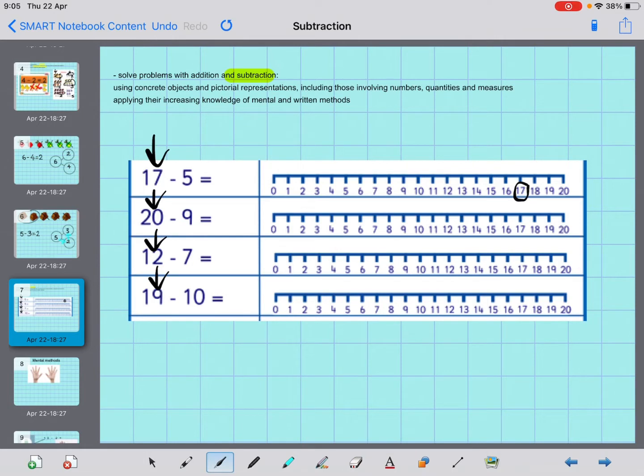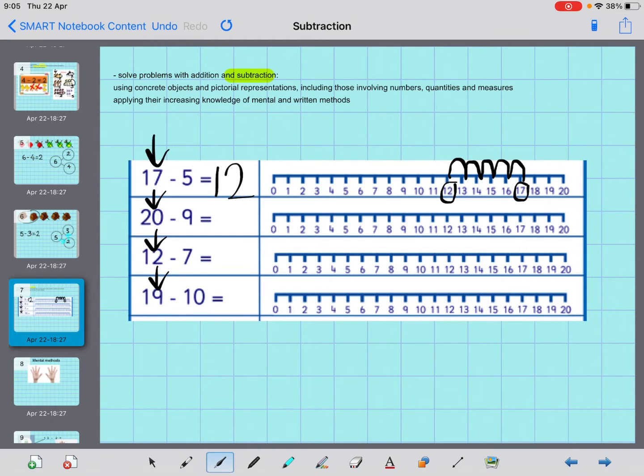Similar to our number line jumping in our first video, we must make sure that we only start counting once we've done our first jump. So I'm taking away 5, so I'm going to do 5 jumps backwards. 1, 2, 3, 4, 5. And that leaves me on 12.